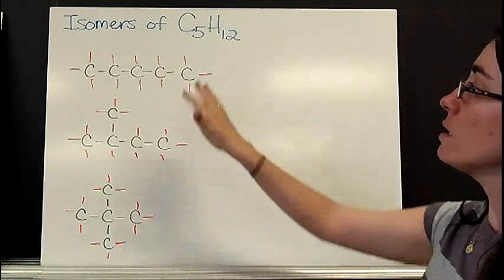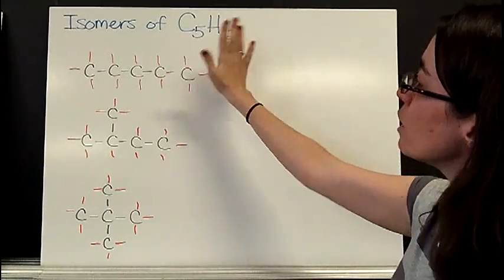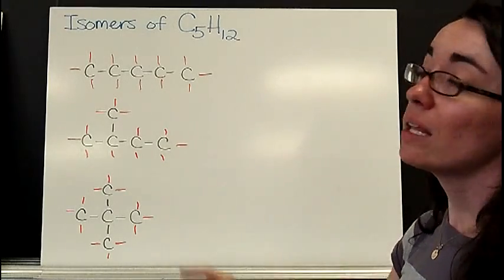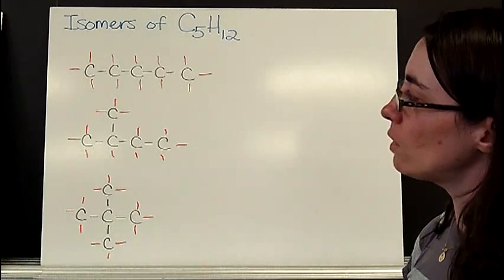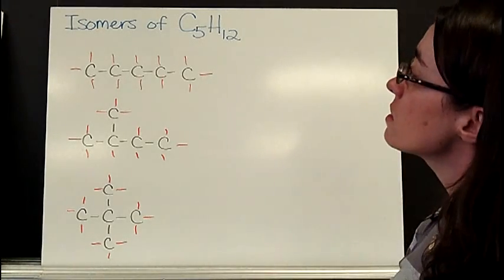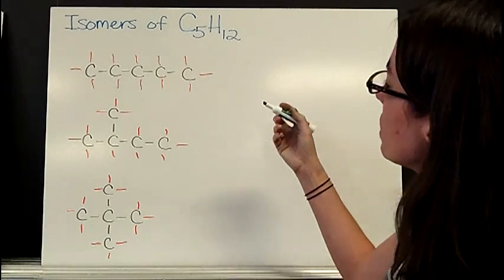So in all of these, we still have C5H12, but you'll notice because they all have different structures, they should all be named something different. This single bonded chain is known as pentane.